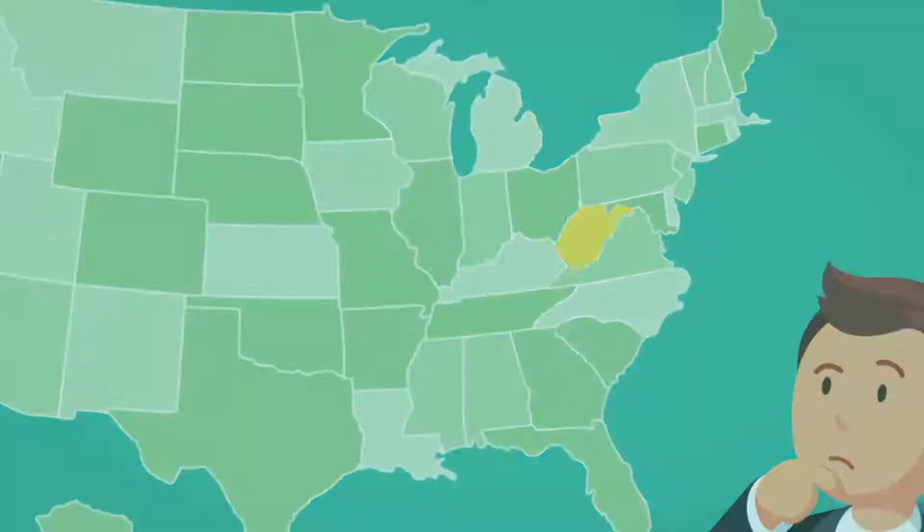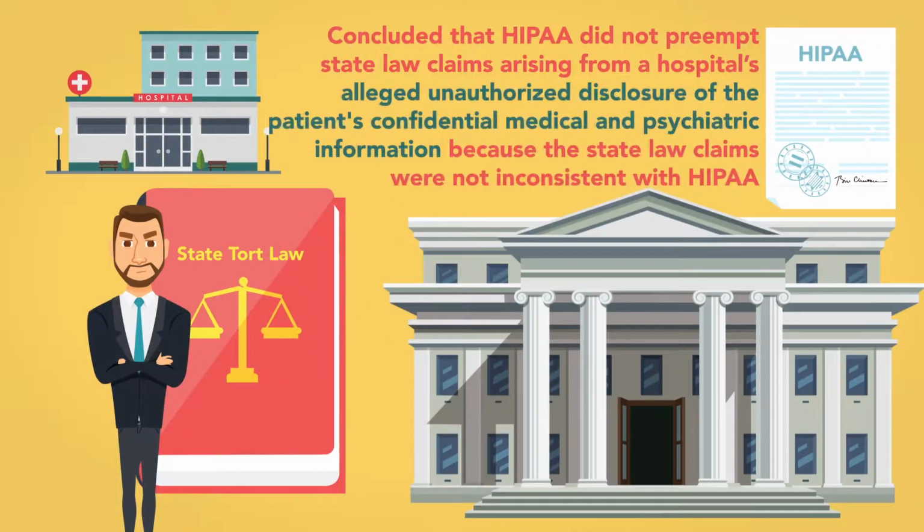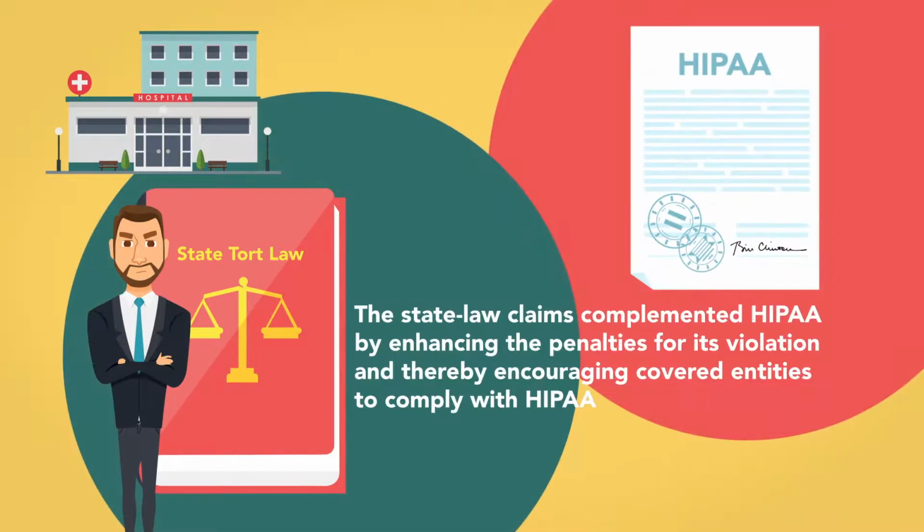Similarly, West Virginia's state Supreme Court concluded that HIPAA did not preempt a patient's state law tort claims arising from a hospital's alleged unauthorized disclosure of the patient's confidential medical and psychiatric information because the state law claims were not inconsistent with HIPAA. Here, the state law claims complemented HIPAA by enhancing the penalties for its violation and thereby encouraging covered entities to comply with HIPAA.